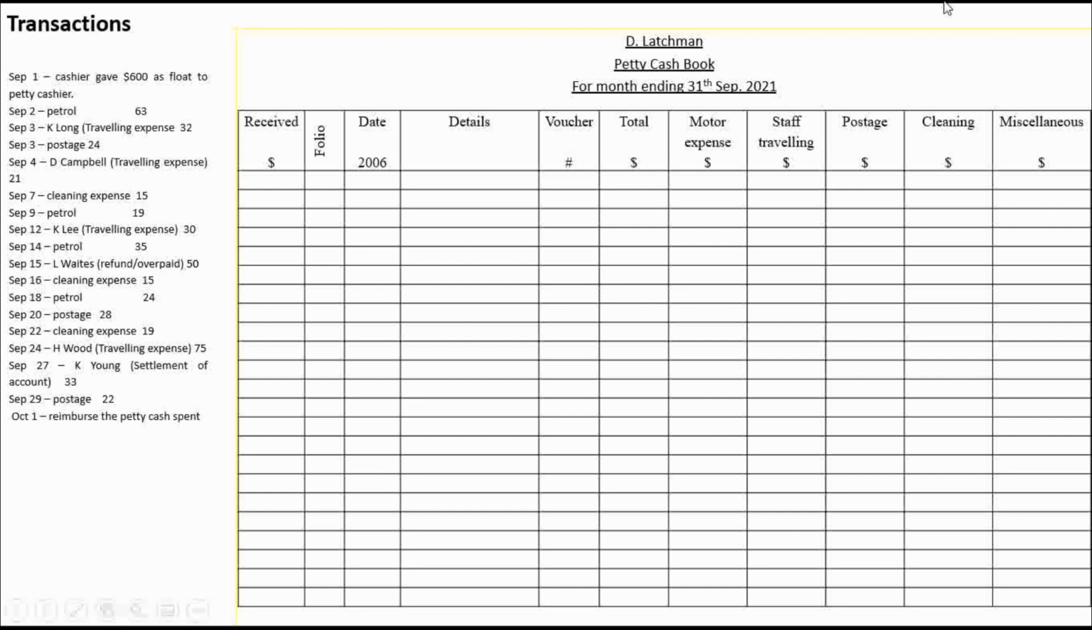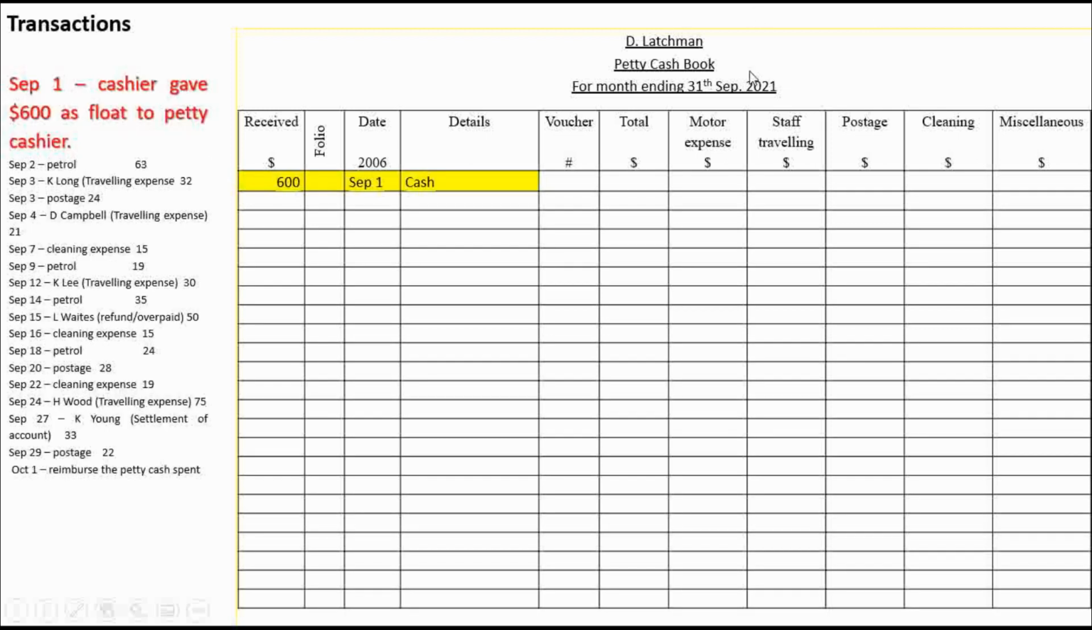Now that you have looked at the example, we have already drawn up our format. We have our title, our heading there. Let's go into the first transaction. 1st of September, cashier gave $600 as float to petty cashier. This is saying that on the 1st of September, the petty cashier received $600. So we have to place $600 in our received column to show that we received $600. We place the date when we received the $600, the 1st of September, and the detail will be what we received. We received cash.